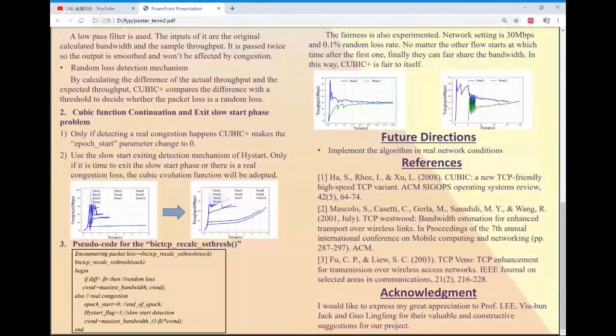So I added a flag to indicate whether it is time to exit. First, this parameter is equal to 0. Only if a real congestion happens, or HyStart detects that it is time to exit the slow start phase, the flag will be updated to 1. And after it is 1, it will exit the slow start phase.